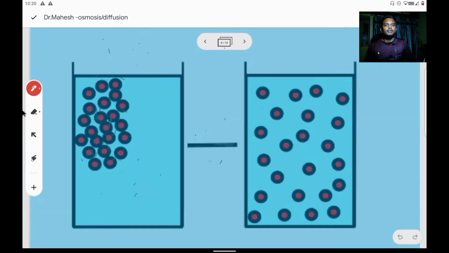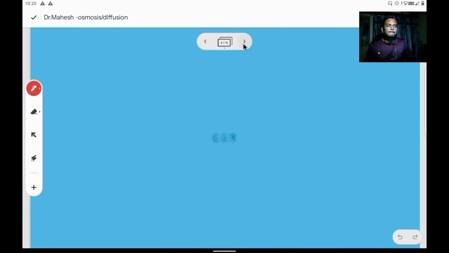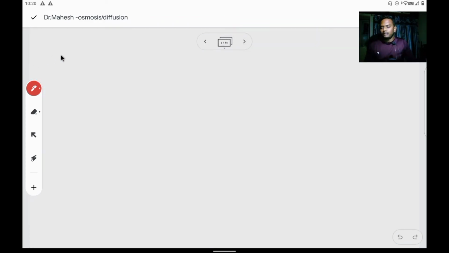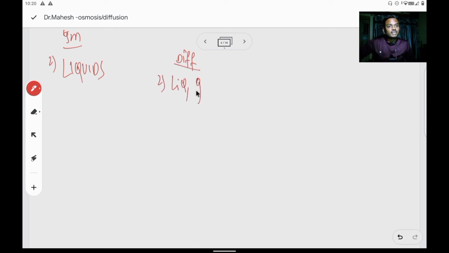And moving forward, the second point is that osmosis occurs only, must and should, in liquids, nothing else. And diffusion, as usual, occurs in liquids, gases, mostly in gases. Diffusion takes place mostly in gases, and even in solids.